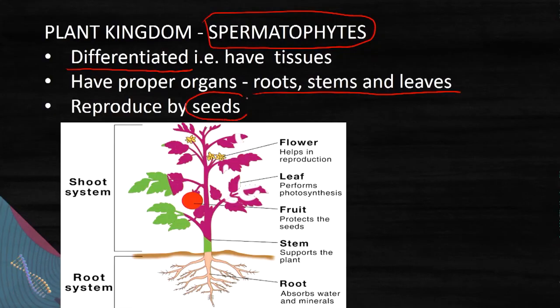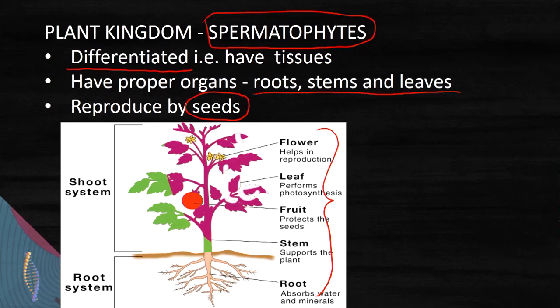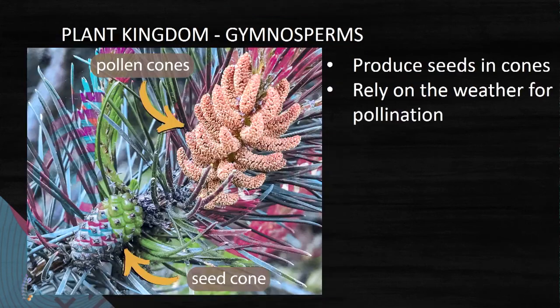Another very important point, these guys reproduce by means of seeds, and seeds are a much more effective way of reproducing than spores ever were. All the work done in grade 10 on plant anatomy applies to the spermatophytes or the seed plants. But there are different groups of spermatophytes, so let's have a look at those.